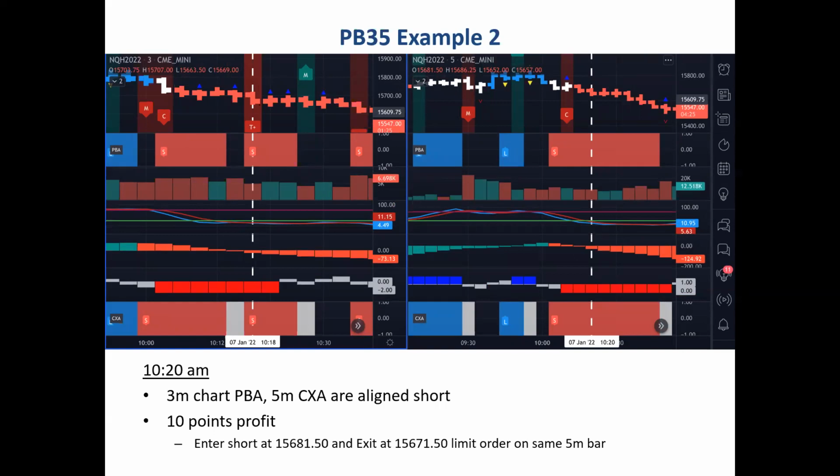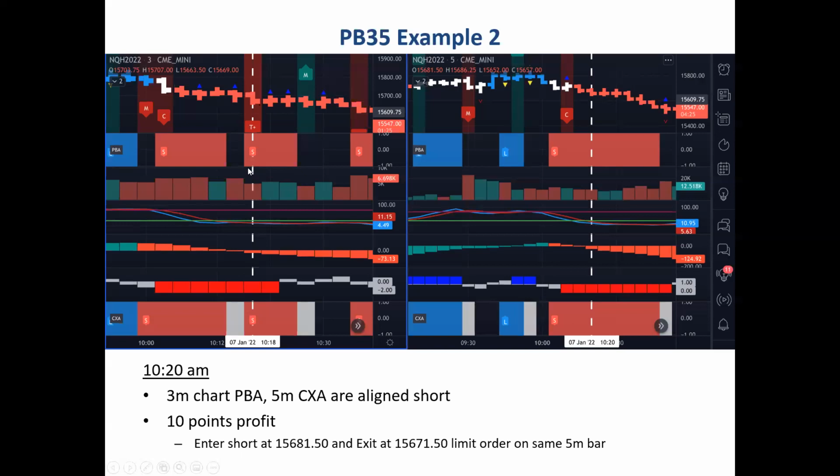Okay, here's a second example. At 10:20 a.m. on January 7th, we had alignment between the 3-minute PBA and the 5-minute CXA. So it came on at 10:18, but it didn't come on at the open of the bar. So you might look at this and say, well, why didn't we get in at 10:18? Because we can see that the 5-minute CXA was already there.